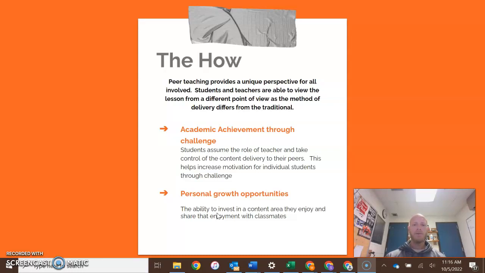This also creates personal growth opportunities. This provides the peer teachers the ability to invest in the content area that they enjoy so much and share that enjoyment with their classmates. What we found through doing this is it actually brings students closer together, whereas when we've run these units and we haven't had peer teachers, you just have students that are really good at a skill or a concept or a sport, and then students that maybe are not so good and they don't interact as much. When we bring those peer teachers into the fold, it kind of brings the gap and brings the class much closer together.